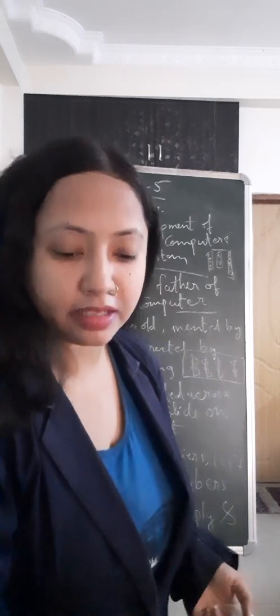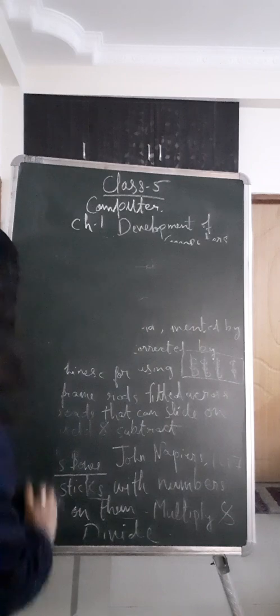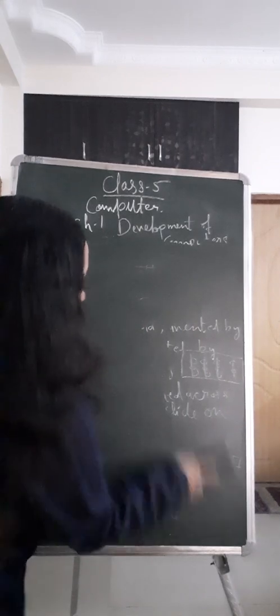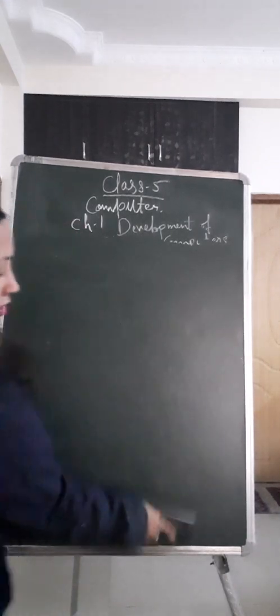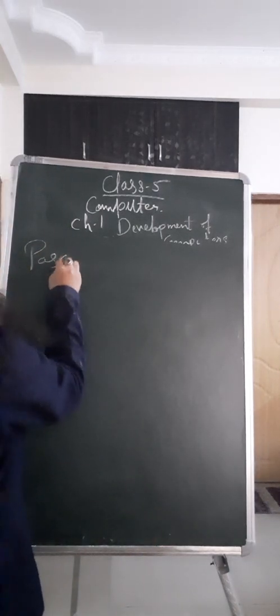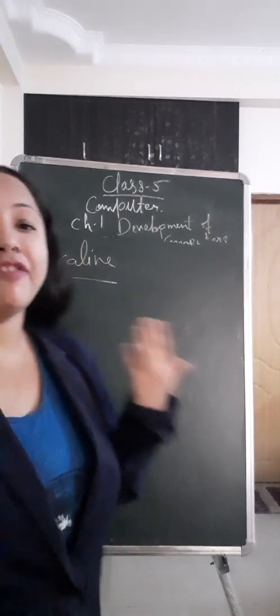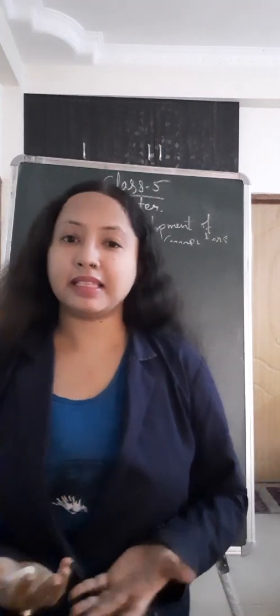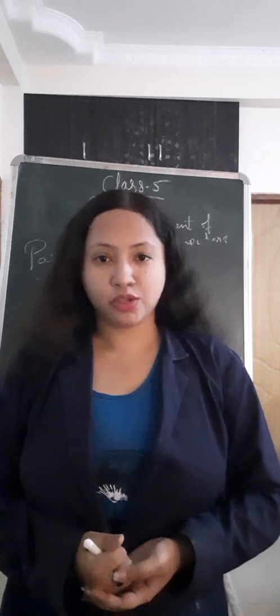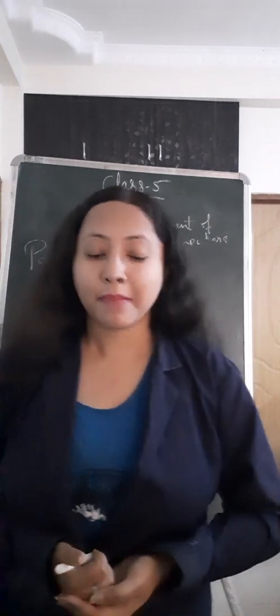Now we will see the third sort of machine. The name of the third machine is, children, Pascaline. Okay, so let us see the name. It is Pascaline. Now Pascaline was developed by Blaise Pascal in 1642. Okay, so in 1642, Blaise Pascal developed the machine Pascaline.